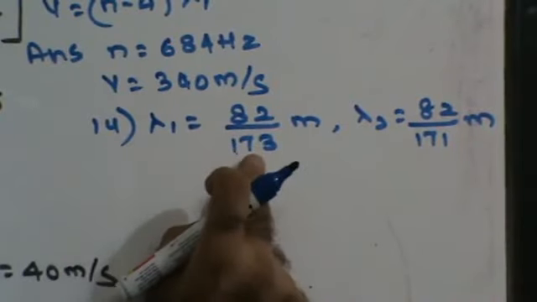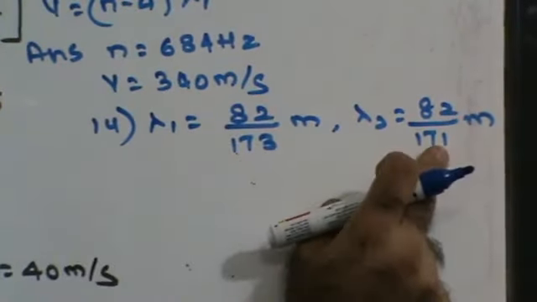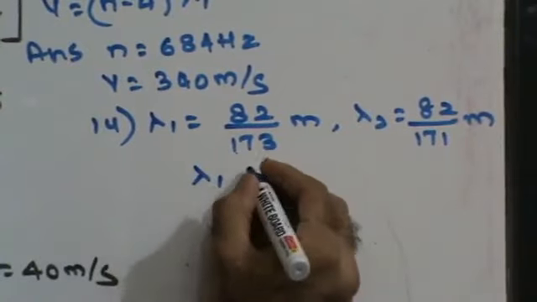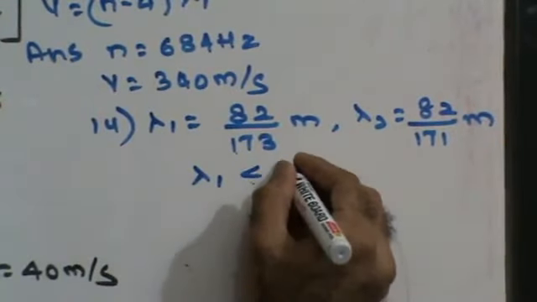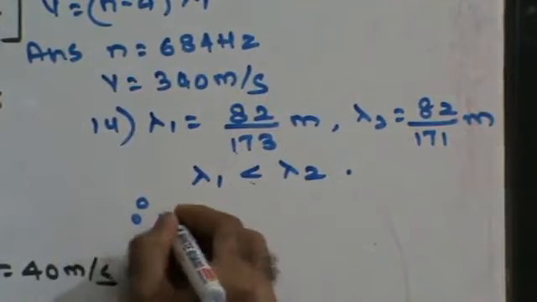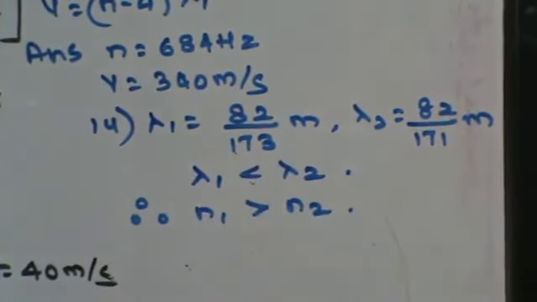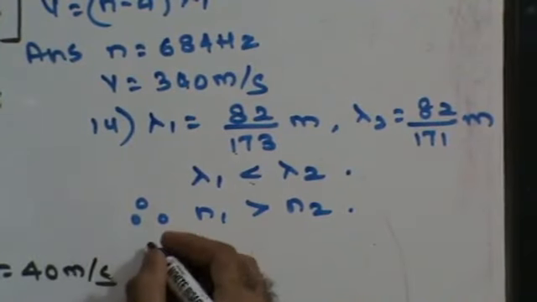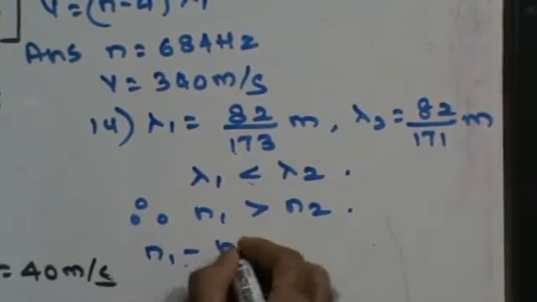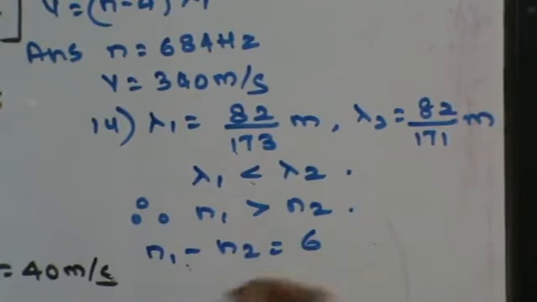Guys, see this. Here I am dividing by 173, here I am dividing by 171. That means obviously lambda 1 is going to be less than lambda 2. Therefore, n1 is going to be greater than n2. There is no third frequency here. That means beats are produced between these two frequencies only. Beat is nothing but larger frequency minus smaller frequency. Therefore, I can say that n1 minus n2 is 9.